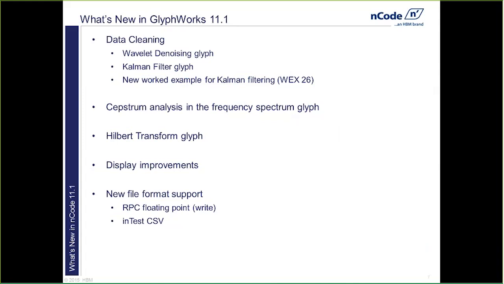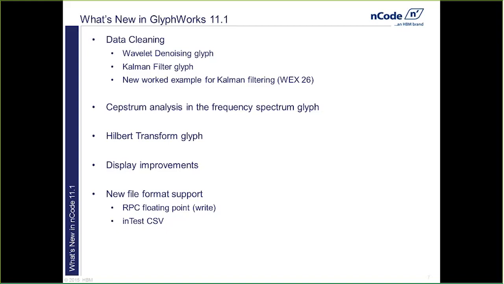And this is a summary of what is in 11.1, the new things in there. I'll be covering these a bit more in detail as we go through the slides, but this is starting off with the data cleaning options we've added. This is in addition to the tools we already have in the frequency and time-based domain for looking at noisy data. So we've added a Wavelet denoising glyph, to look at things within the Wavelet domain. We've added a Kalman filtering glyph, which I'll cover in a bit more detail, and also to go with that a worked example of how to use that.